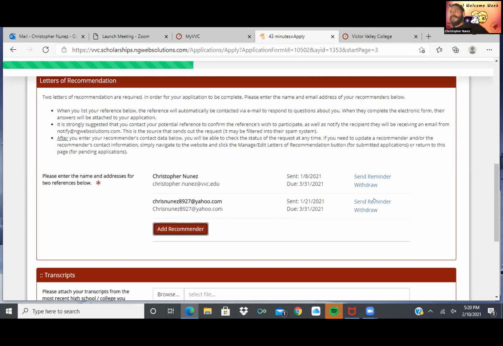You can obviously monitor if they've completed it. Of course, it has our due date being March 31st. If for whatever reason they said that they never received the email, or maybe they didn't remember, you can actually send them a reminder. Say you've changed your mind on who you're going to ask for that letter of recommendation. You can always click withdraw and select or type in a new recommender. You can put in up to 3 recommendations, but whoever returns your first 2 back, those are the ones that we'll use.